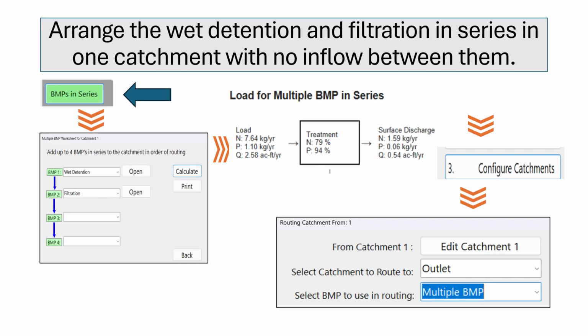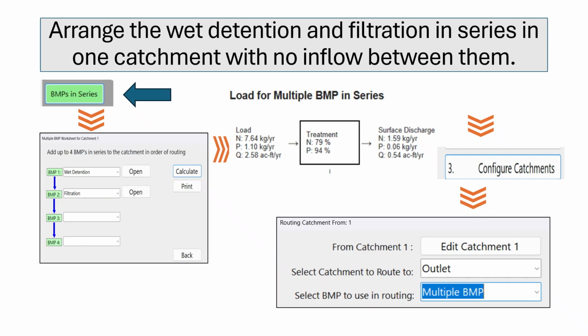When we arrange a wet detention pond and a filtration system in series within a single catchment, ensuring there is no additional inflow entering between these two best management practices, we apply a specific series calculation to determine their combined effectiveness. This configuration, where the filter is situated immediately after the wet pond, is then entered into our routing catchment selection worksheet to define this multiple BMP combination. This particular setup yields impressive results: an annual removal of 78% for total nitrogen and 93% for total phosphorus.